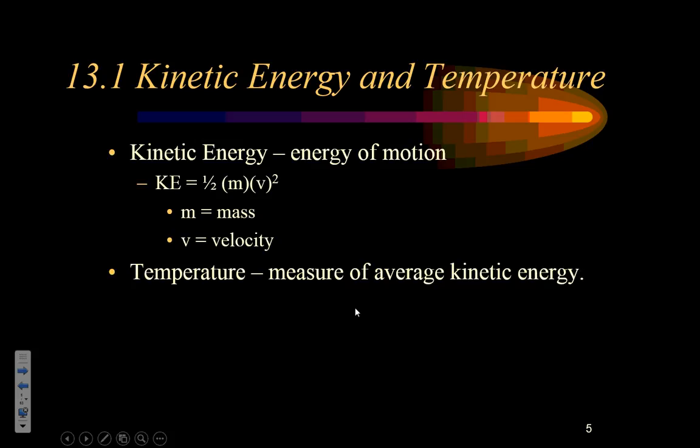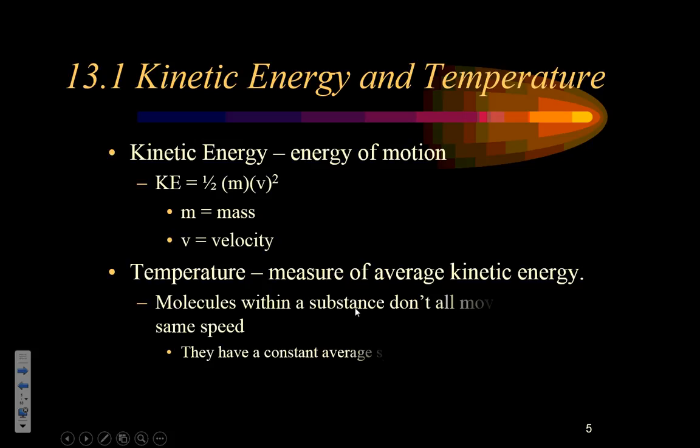Now, temperature is a measure of average kinetic energy. So when we measure the temperature of a substance, that gives us knowledge about what the average kinetic energy of the particles inside that substance is. And remember, molecules within a substance, while they're at a constant average, aren't all moving at the same speed. It just means they have a constant average speed. You have some at high speed and some at low speed, with many molecules moving around the average speed, but they're not all moving at the same speed.